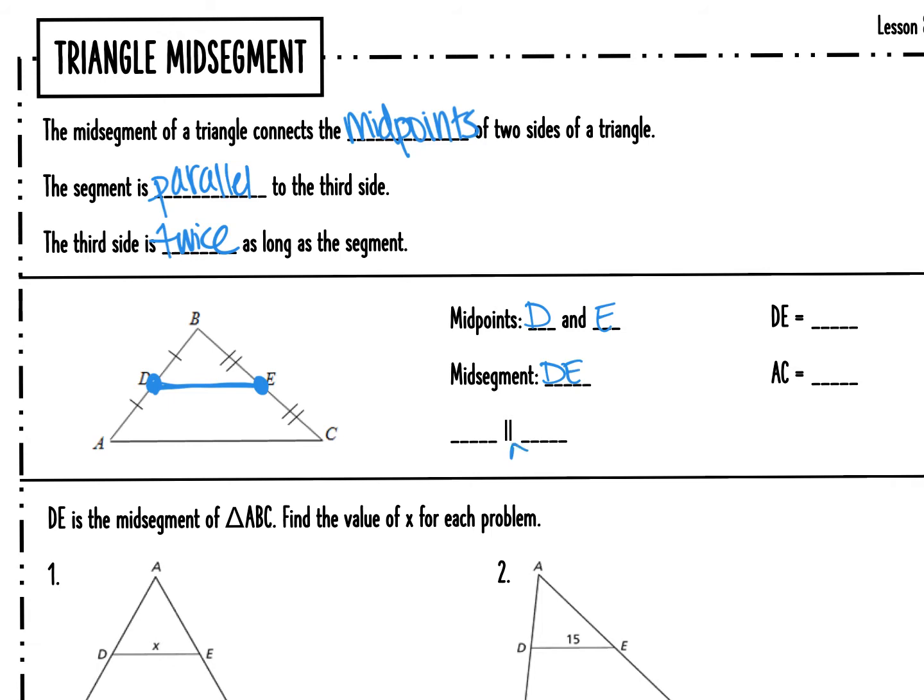The next thing, remember this symbol right here means parallel. And our midsegment is always going to be parallel to the third side. So our midsegment is DE, and the third side at the bottom that it's parallel to is side AC. Over on the right side, those are our equations. DE is going to equal half of AC. So it's half the length of the bottom side. And we can say the same thing, but opposite. AC, which is the bottom side, is going to be 2 times DE. So it'll be twice the length of the midsegment.